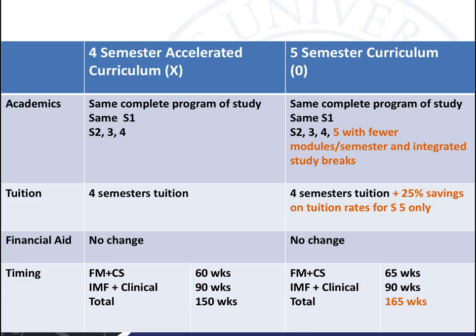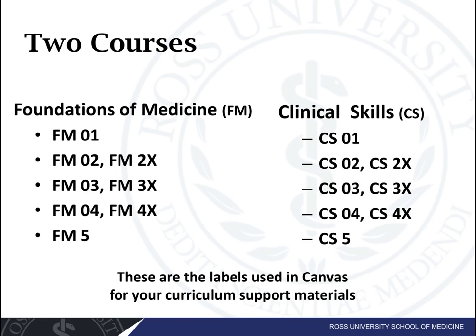The accelerated track compresses all of the material into 4 semesters. The curriculum track spreads out the next 3 semesters into 4 semesters. So you've already completed the first semester, but the next 3 semesters worth of material can either be taken in 3 semesters, which is the accelerated curriculum, or going to be taken into 4 semesters, which is the curriculum track. And that's actually going to be 5 semesters in total for these first two years of medical school. So we're going to look at those in some details.